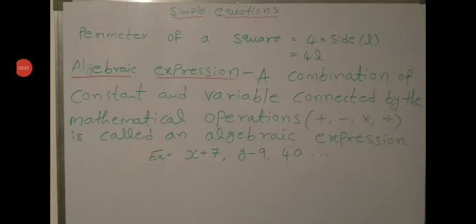Here, in our previous classes we discussed about perimeter of square and perimeter of rectangle also. By using these variables we can write the formula for the perimeter of a square of side L. Actually we know a square has 4 sides, that's why 4 into side L, that equals 4L.